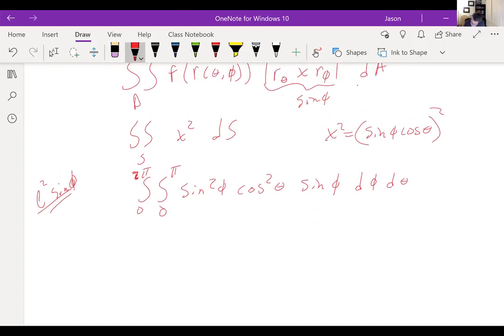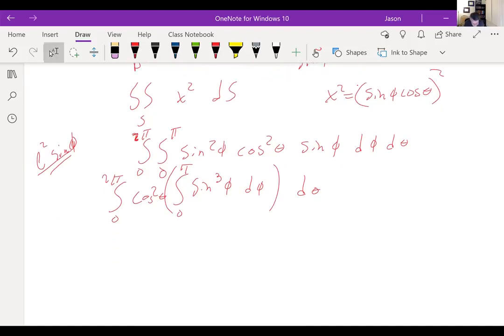Okay, so let's integrate this. This is going to be sine cubed phi, from 0 to pi d phi, and then I can pull the cosine squared theta out from 0 to 2 pi d theta. I can integrate these. They're basically separable at this point.